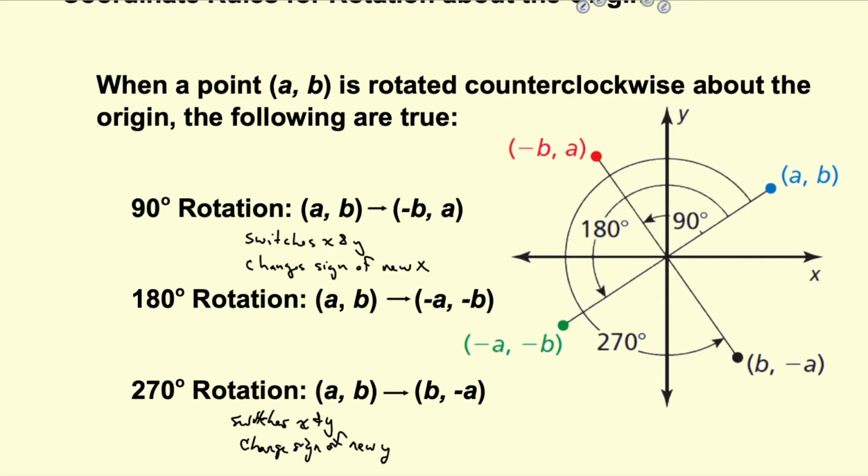And if you think about this, if you go from a 90 to 180, you're really switching twice. So if you switch them and switch them back, it gets back to where it was. So what ends up happening here is you're really just going to change both signs, because switching twice gets us back to where we were. So you're changing both signs.